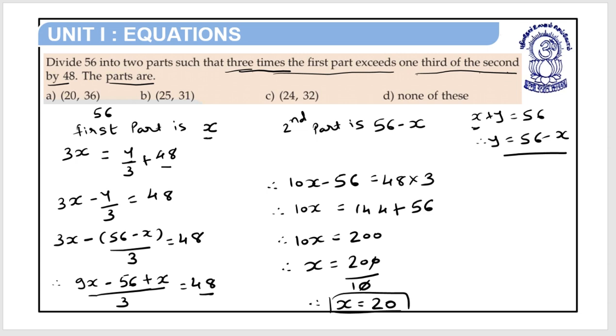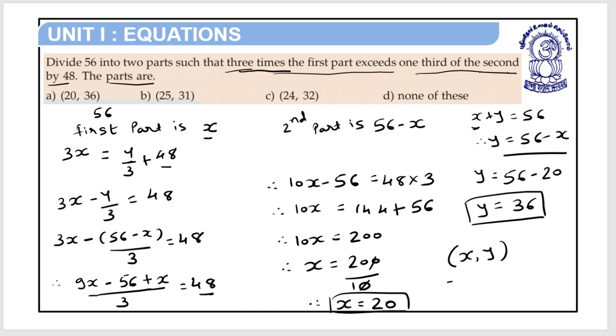So one part is 20. So here put the value of x into y. Y is equal to 56 minus 20. 56 minus 20 means 36. So we get the two parts, the values are 20 and 36. First part is 20 and second one is 36. So answer A is the right answer.